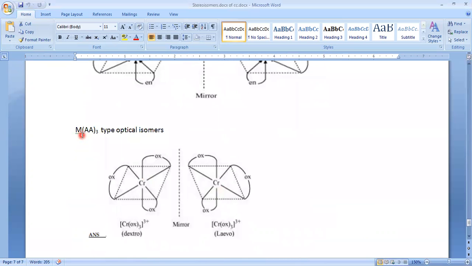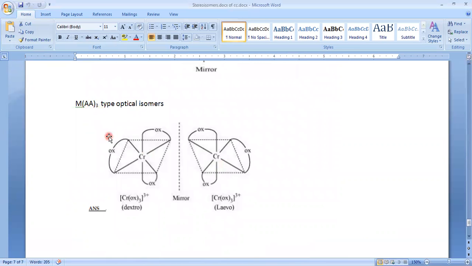And next, the third one, MAA3, consists of all symmetrical bidentate ligands, and it is also optically active. It is dextro and it is levo. Dextro means it will rotate plane polarized light towards the right-hand side, and levo will rotate plane polarized light towards the left-hand side.